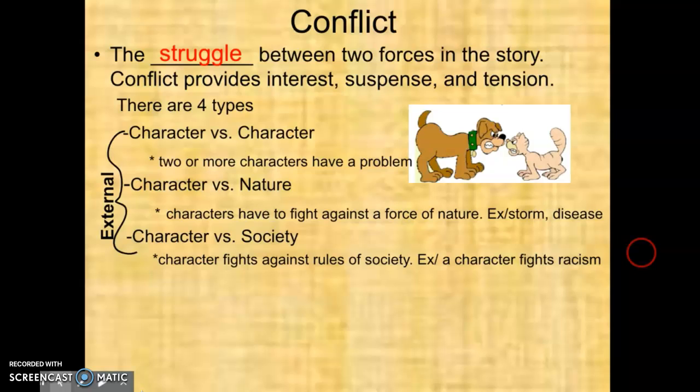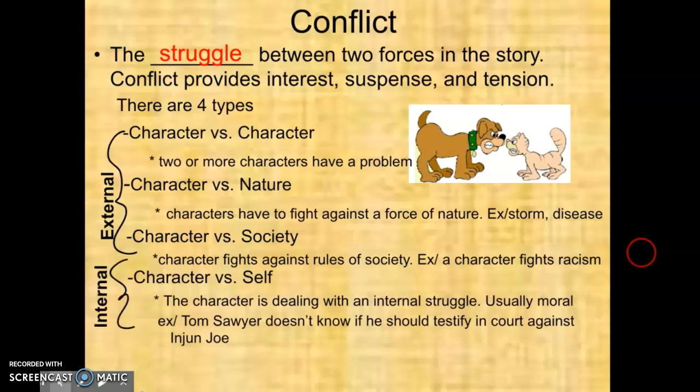Now, these 3 conflicts are external conflicts. They are happening outside of that character's being. The 4th conflict is character versus self, and this is where the character is dealing with an internal struggle. It's usually some kind of a moral struggle.